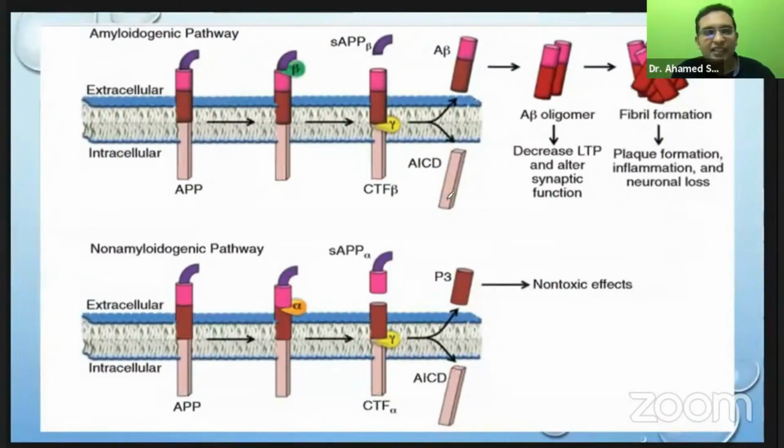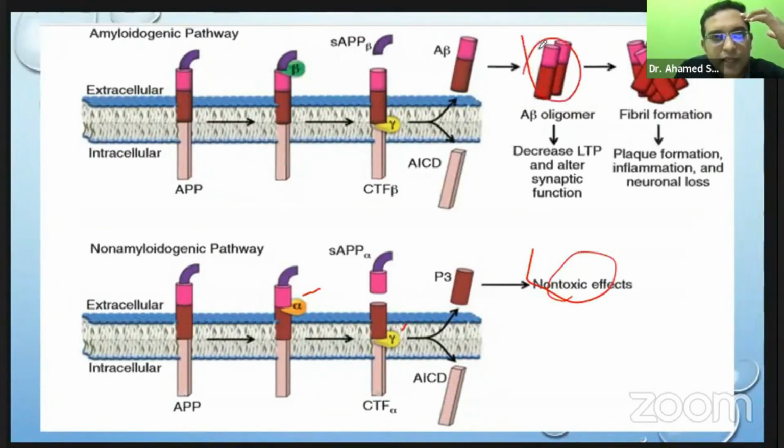Now, if you see this picture in Bradley, I think it will be easier. In the non-amyloidogenic pathway, you saw alpha and gamma cleaving to produce non-toxic particles. In the amyloidogenic pathway, beta and gamma also produce non-toxic particles. But sometimes this A beta gets accumulated to produce plaques. It's very simple, there is no confusion. This is a simple diagram.